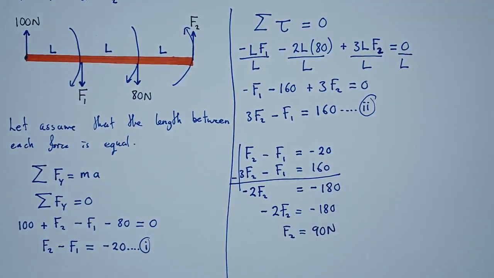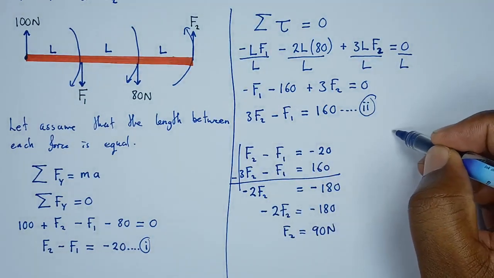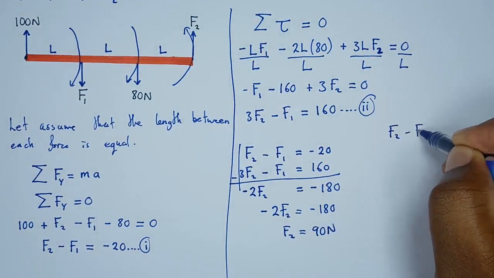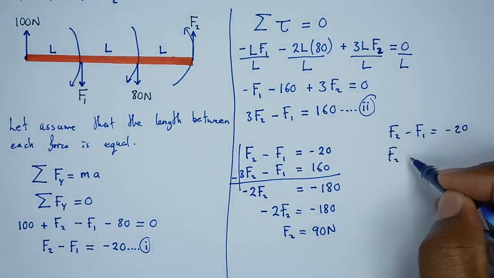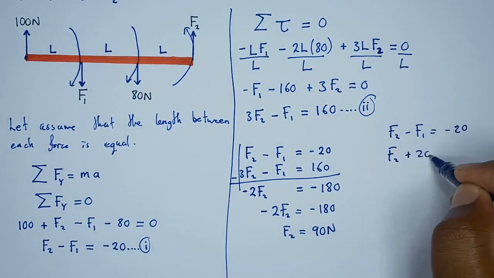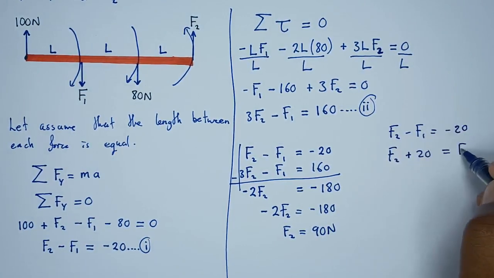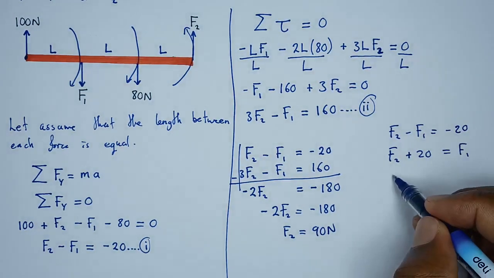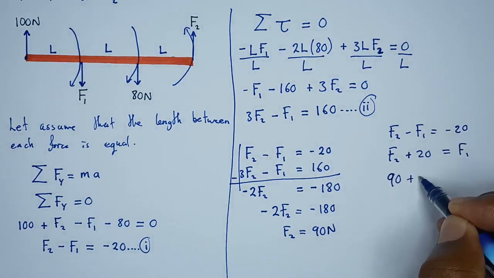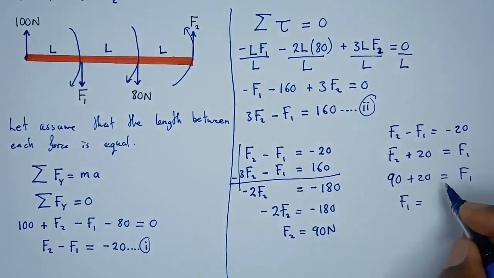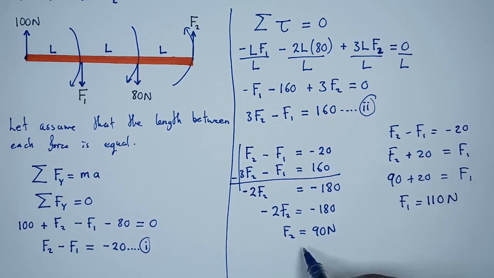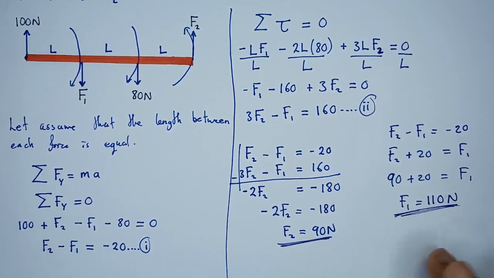So we can find F1 by using any of the two equations. Let's use equation 1. Using equation 1, we know that F2 minus F1 is equal to negative 20. So the 20 can come this side, positive. The F1 goes that side, positive as well. So we'll have F2, which is 90, plus 20. This will give us F1. So the value of F1 is simply equal to 110 newtons. So these are the two forces, F1 and F2.